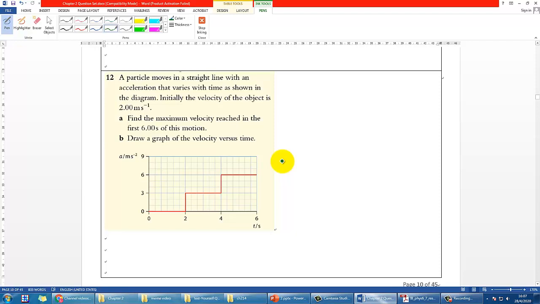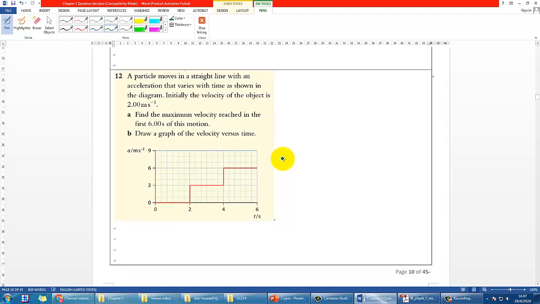Let's take a look at the next question. It says for a particle moving in a straight line with acceleration. There are cases where you may move in a circle, which we will learn in chapter 6, after chapter 2, called circular motion. But here we only consider straight lines, so a 1D problem.